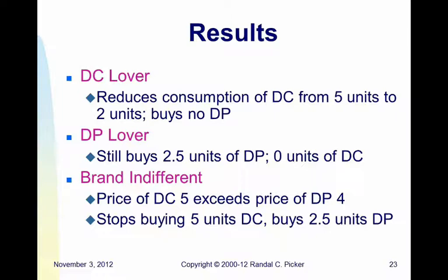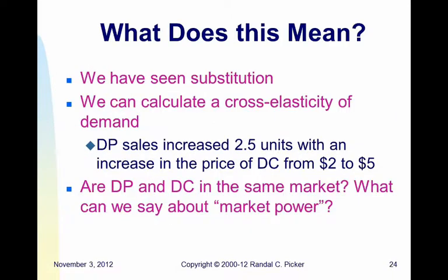And so the quantity of Diet Pepsi is going to jump, and indeed, on our numbers with 1 consumer of each type, is going to double from 2.5 units to 5 units sold. Well, we can ask the cross-elasticity question again. Diet Pepsi sales jumped, doubled, when the price of Diet Coke rose from $2 to $5. So are Diet Pepsi and Diet Coke in the same market?